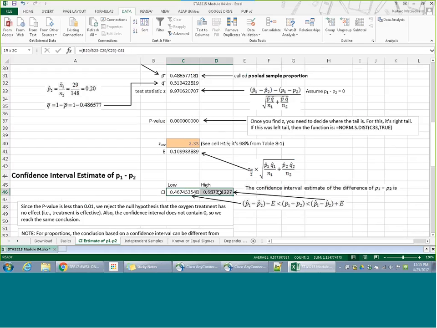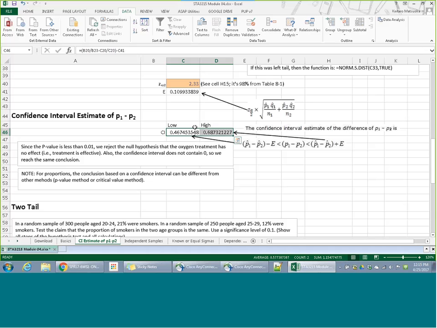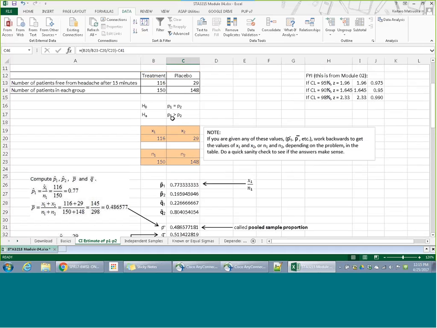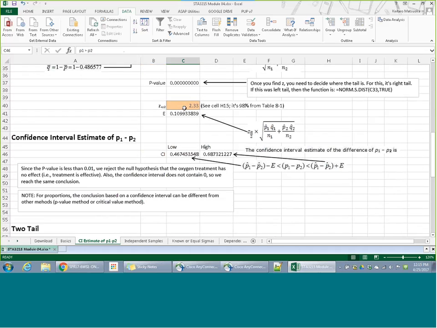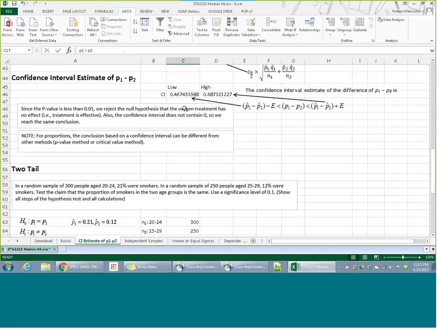The critical value method says it's in positive area. It doesn't contain the value of 0. If the interval does contain the value of 0, that implies that there's no difference. But you can see that even at low end and high end, the difference is positive, meaning that P1 is bigger than P2. And P1 was the oxygen group compared to the ordinary air group. So that means, again, it implies that the oxygen treatment does have some good effect.